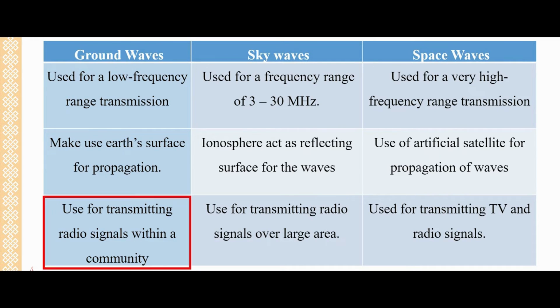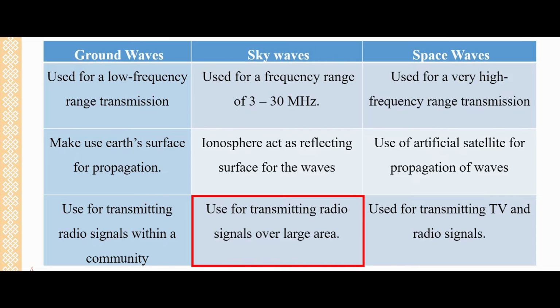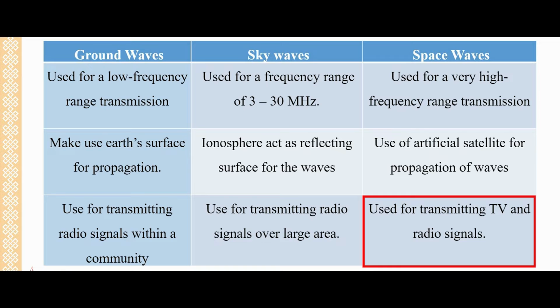Ground waves are used for transmitting radio signals within a small community, whereas sky waves are used for transmitting radio signals over a large area. Space waves are used for transmitting TV and radio signals over a large area.